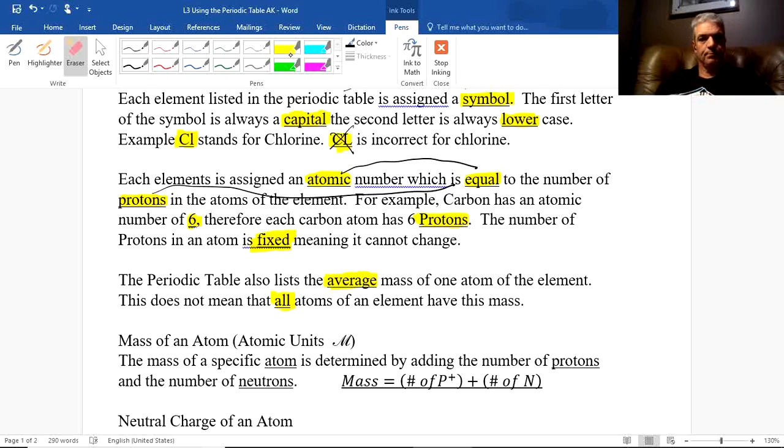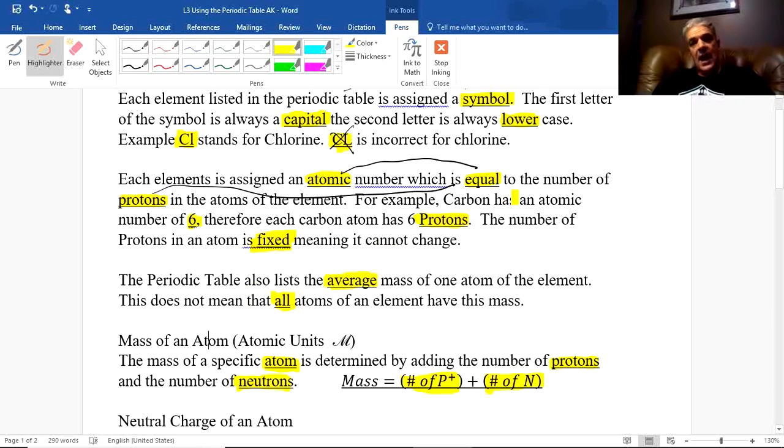So we have this thing called the mass of an atom. The mass of an atom is represented right here. The mass of a specific atom is determined by adding the number of protons with the number of neutrons in the atom. So we can write this formula here: basically, the number of protons plus the number of neutrons. And this is a pretty powerful little formula when you're trying to find the mass of an atom.